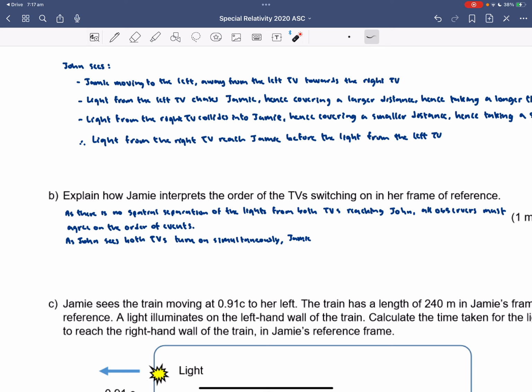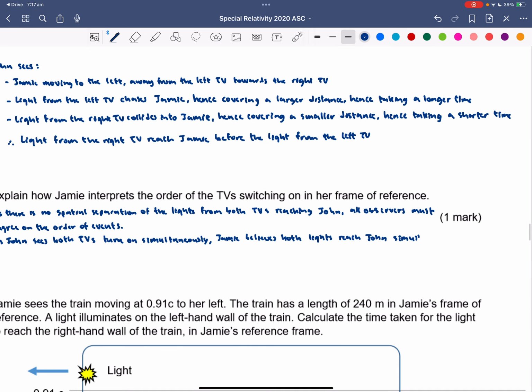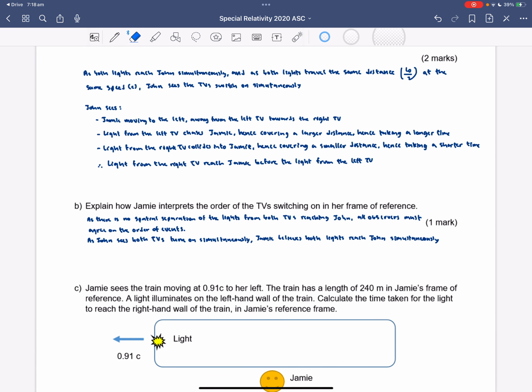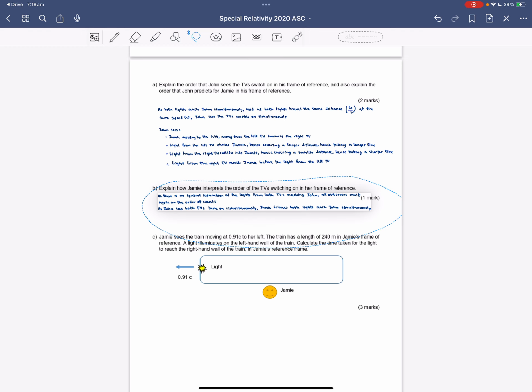So as John sees both TVs turn on simultaneously, Jamie believes both lights reach John simultaneously also. Alrighty, that is correct. It's just not the answer to the question, okay? It's the answer to a question that it's not asking for, but nonetheless, it's still correct. I'll just do it in a different color. So it is a correct statement, it's just not what the question is asking for.